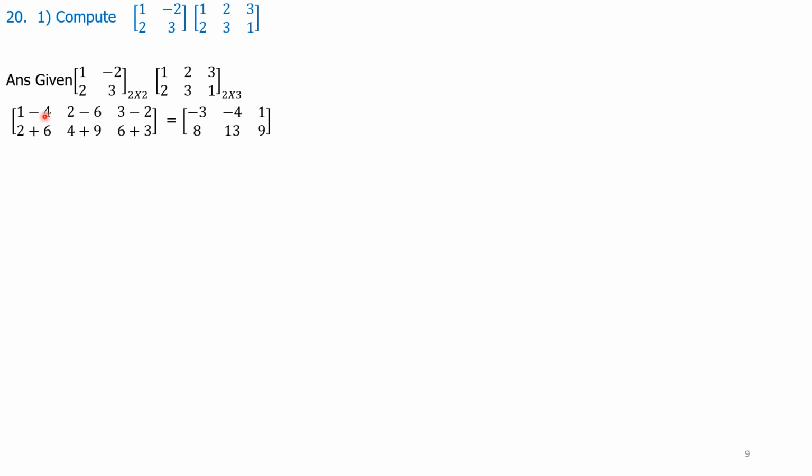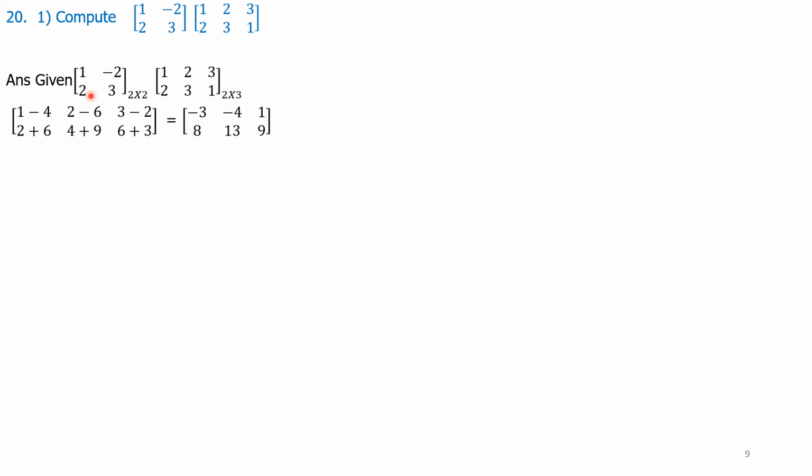The second element in the first row of the resultant, we have to multiply first row with second column. Therefore, it is 1 into 2 minus 2 into 3 is 6. 2 minus 6. The third element is row of first matrix into third column of the second matrix. Therefore, 1 into 3 minus 1 into 2. 3 minus 2.